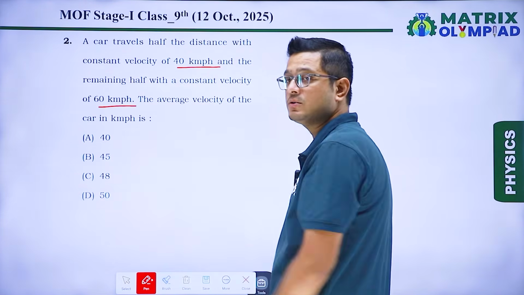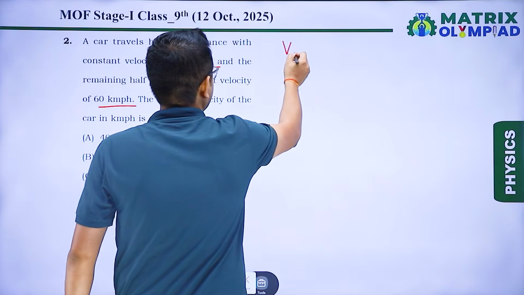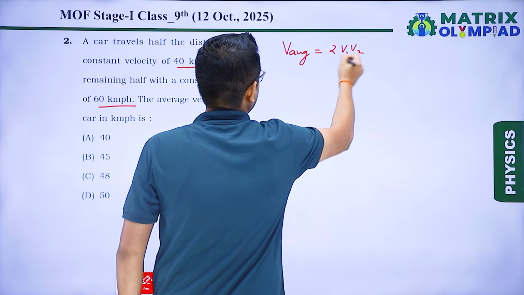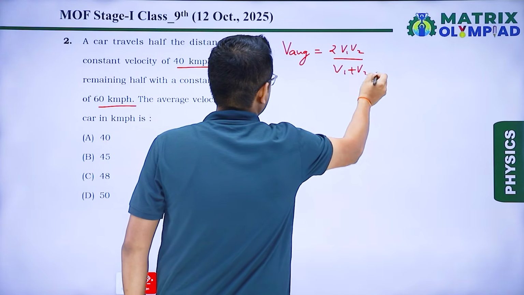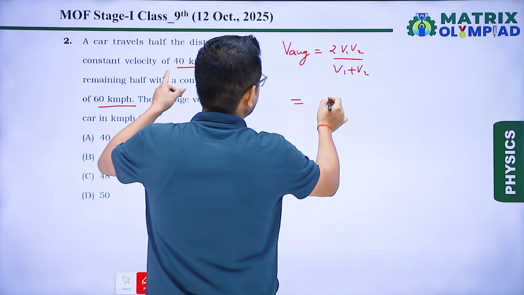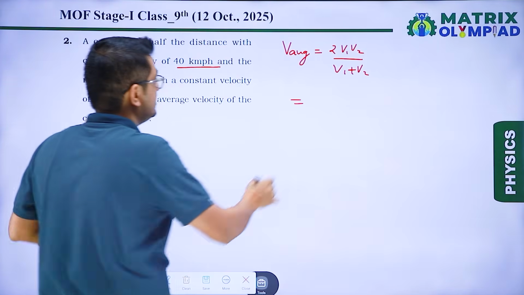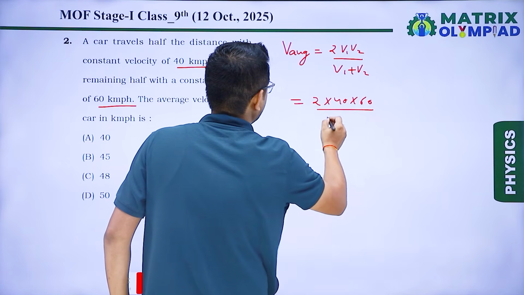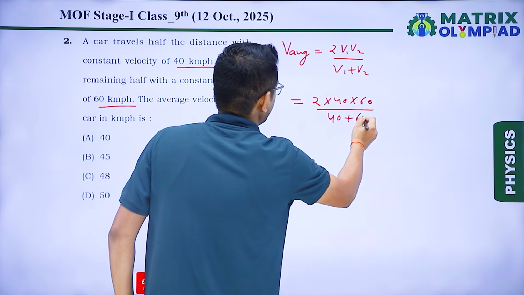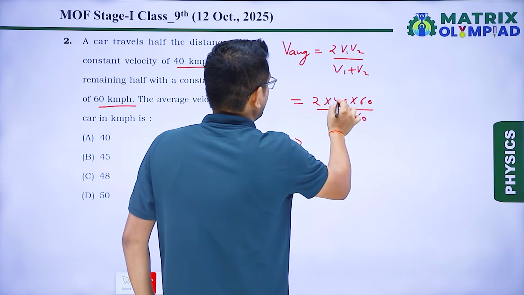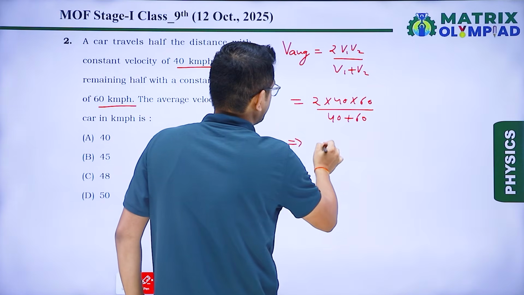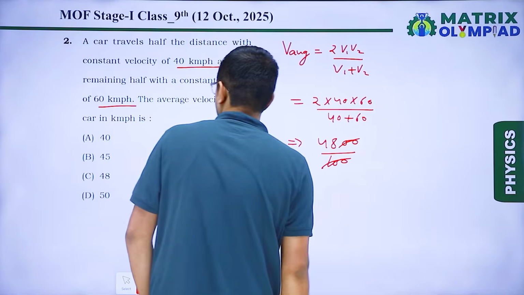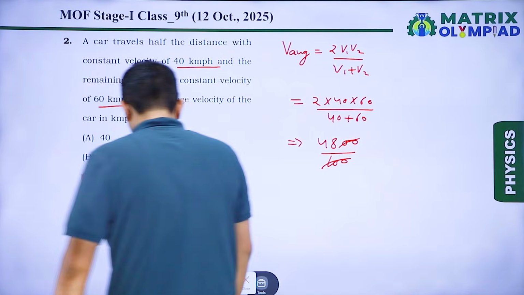So for this problem, we have the formula for V average, which is 2 V1 V2 upon V1 plus V2. By putting the values, let's say V1 is 40 and V2 is 60, 2 multiplied by 40 multiplied by 60 divided by 40 plus 60. So it becomes 4 8s are 32... 4800 divided by 100. This becomes 48 km per hour. Option C is our correct answer.